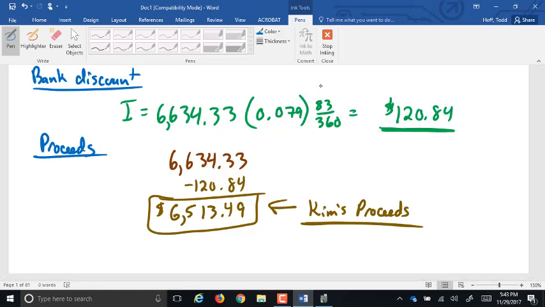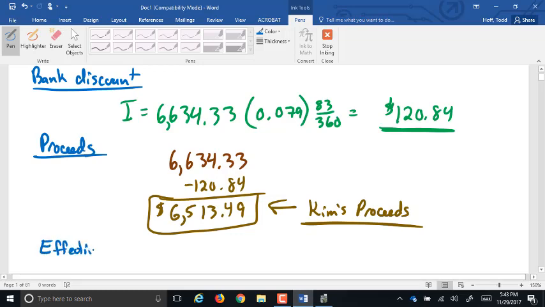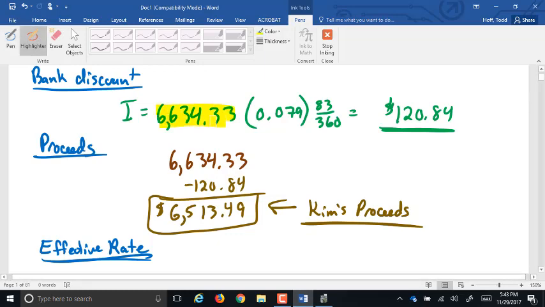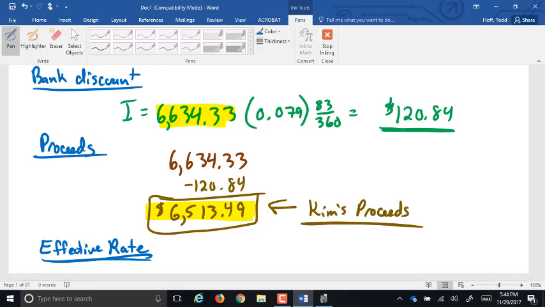Now, the second question I asked is to find an effective rate. Anytime we are doing a discount note, the effective rate of interest is higher than the stated rate of interest because you don't get all the money. If Kim had received the full $6,634.33, the effective rate would still be the 7.9%. But Kim didn't get all of it. Kim only got this much of it. That $120.84 is 7.9% of the 6,600, not the 6,500.